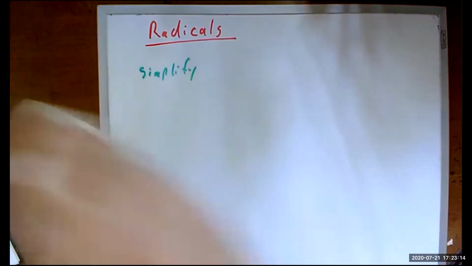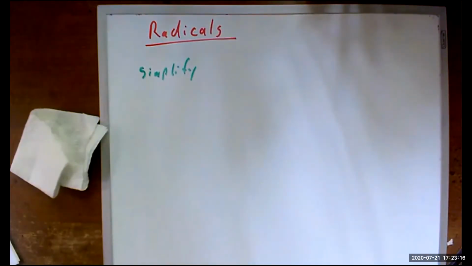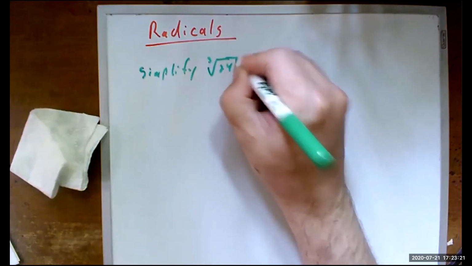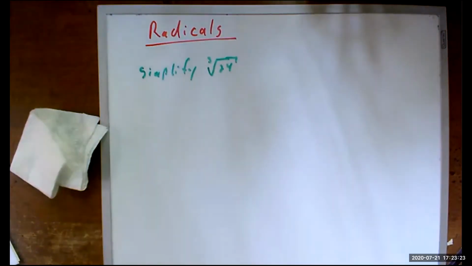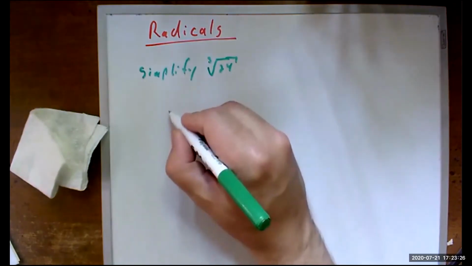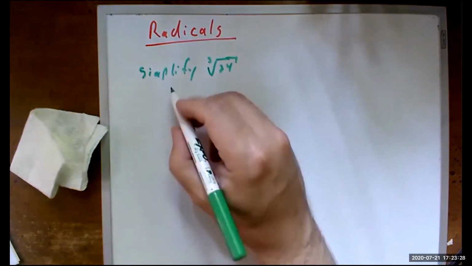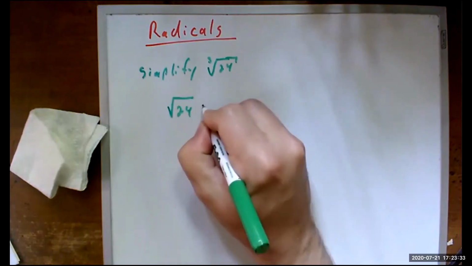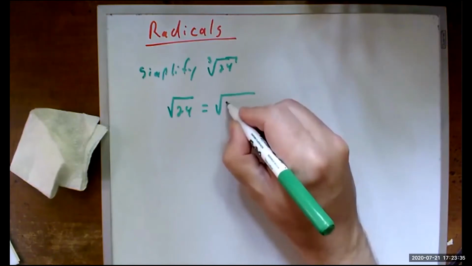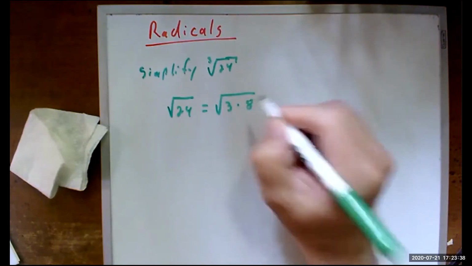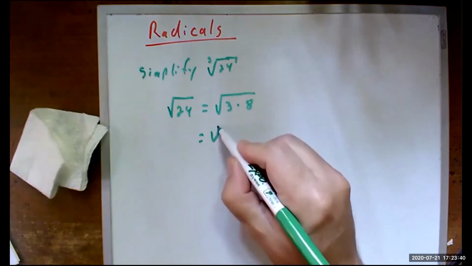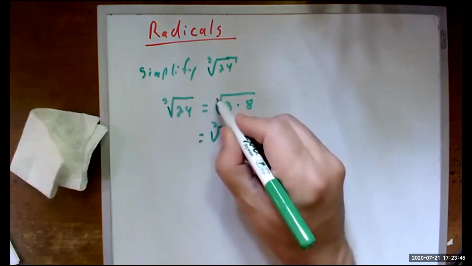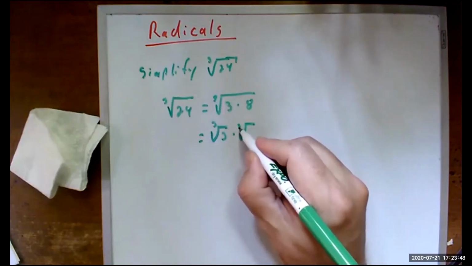I'm going to do that one more time, this time with a cube root, so you can see what happens if it's not just pairs. So this time I'm going to ask for the cube root of 24. Now instead of looking for pairs, I'm looking for groupings of 3. If you can figure these things out in your head fairly quickly, it's fine. So we're going to take the square root of 24, and we will recognize that that can be broken down to 3 times 8.